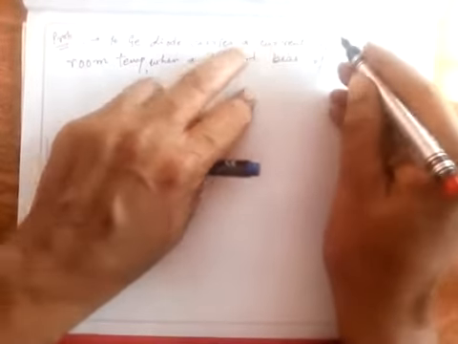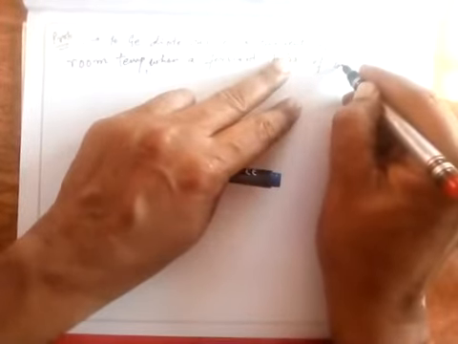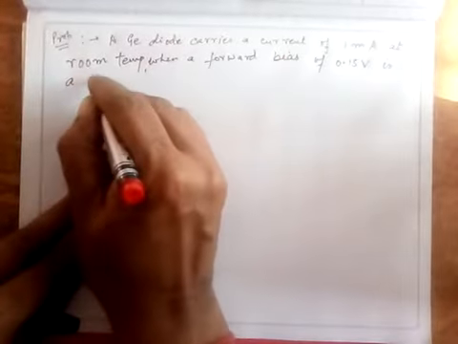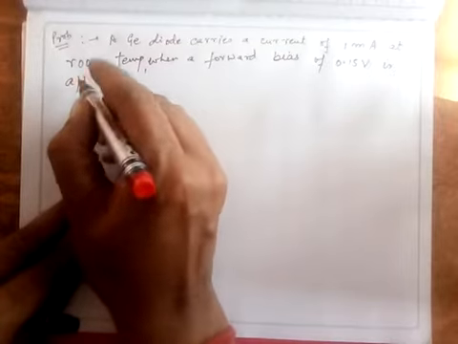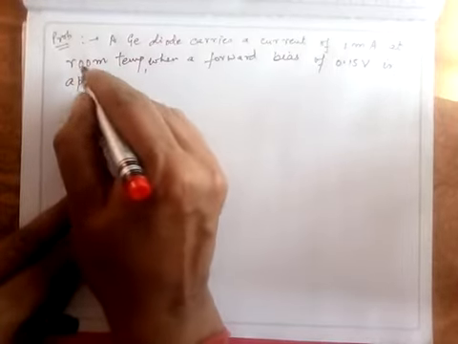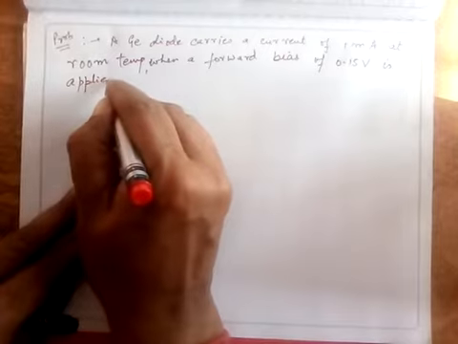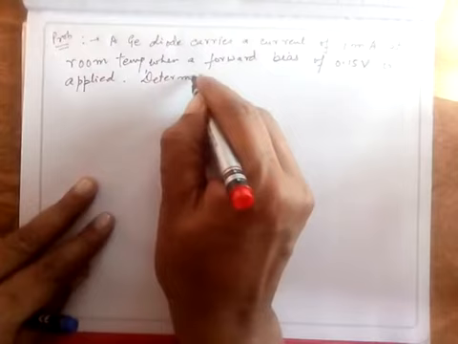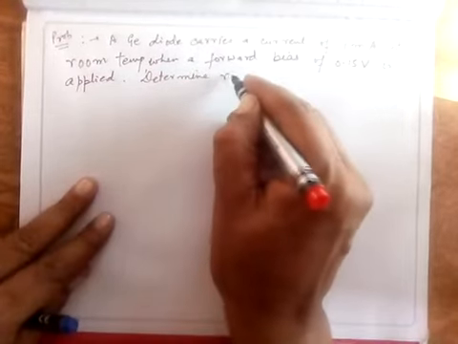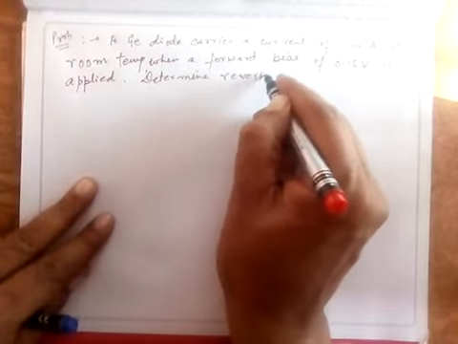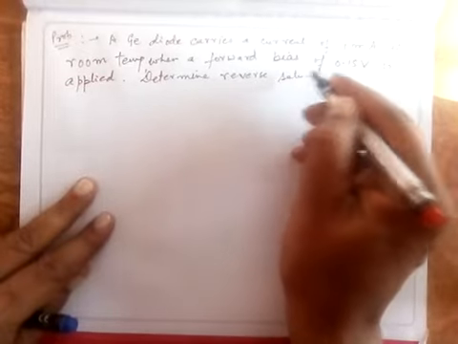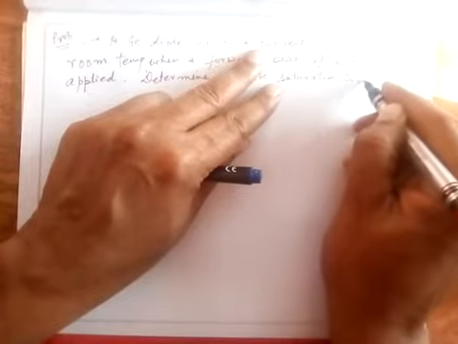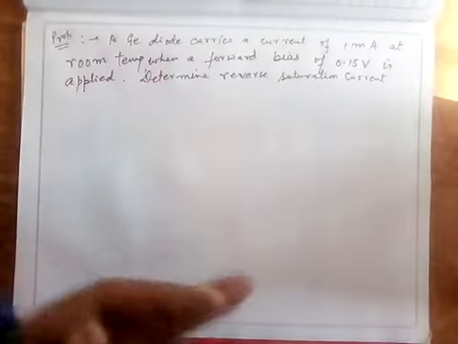when a forward bias of say 0.15 volt is applied. And it simply says: determine the reverse saturation current. A very basic problem, simply based on the formula that I have just discussed.